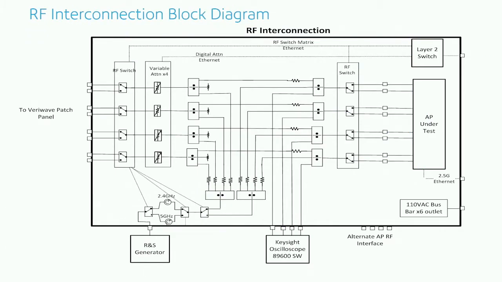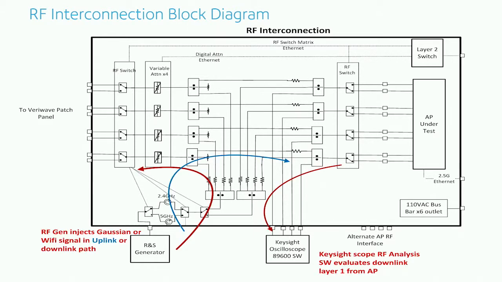This is a block diagram for one of our main RF test chambers. On the right is the AP with several jumpers for both 2.4 and 5 gigahertz. Then an RF switch to switch between the bands. Then some more splitters and attenuators. Then on the left, you can see a variable attenuator and another RF switch to switch between different pieces of test equipment that are outside of your chamber.